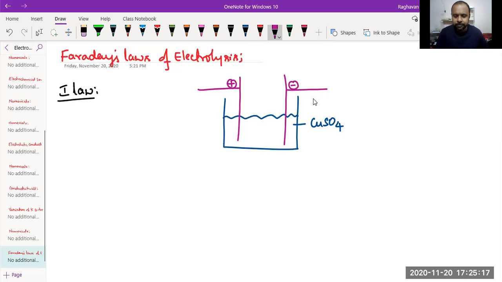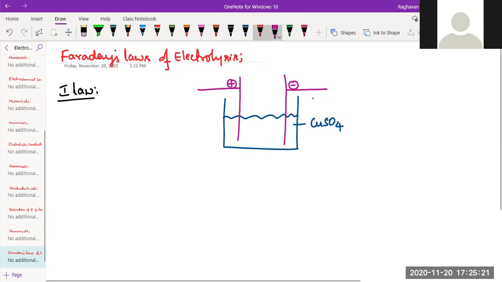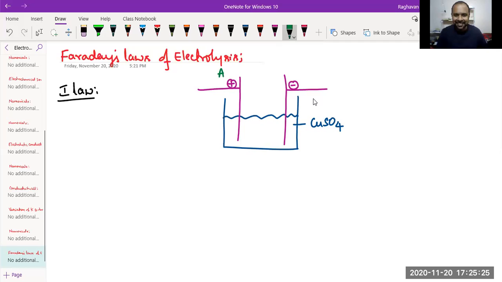Positive electrode is anode. See, think thoroughly and then give the answer, otherwise you will get confused. So positive attracts negative, anion, anode. Okay, negative attracts cation, cathode.